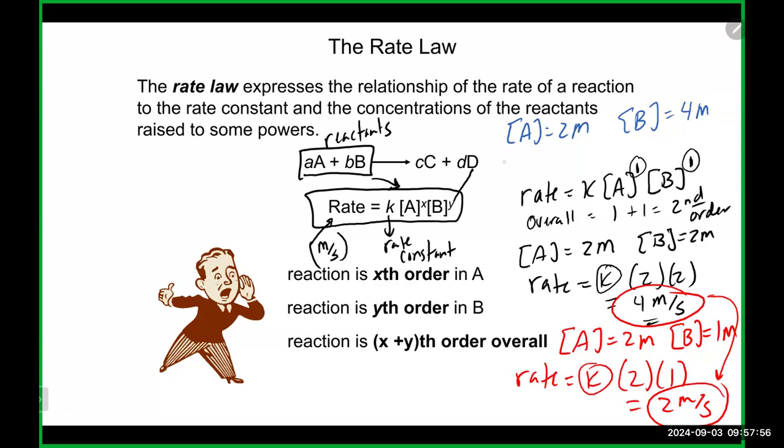And if I put that in there, and again, ignoring K's contribution, as it would be the same number in all these, we would have 2, and then we would have 4, and that would give me 8 molar seconds, for example. And we can see in this case, by doubling the concentration of B, my rate actually doubled, right? So I was able to speed up the reaction.